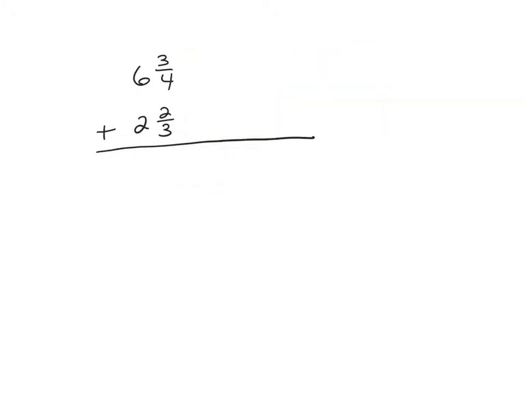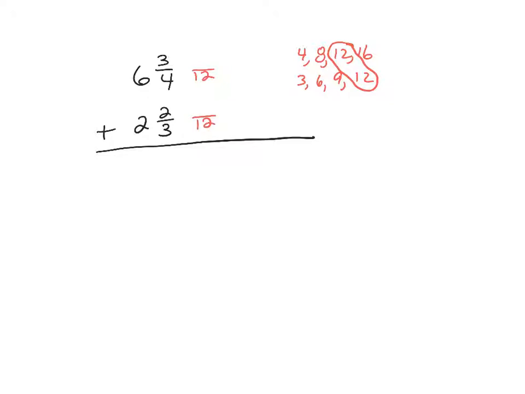Here's another example, and at the end of this one, we will have to go through one more step. 6 3/4 plus 2 2/3. I need a common denominator so I can add those fractions together. So I am going to find the least common multiple. So 4, 8, 12, 16 are the multiples of 4. For 3, it's 3, 6, 9, 12. I see I have a common multiple of 12. So I'm going to change both of these into 12ths.